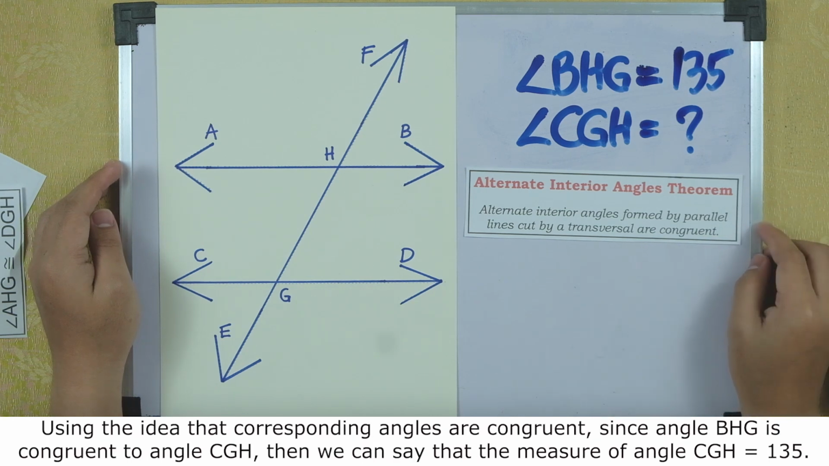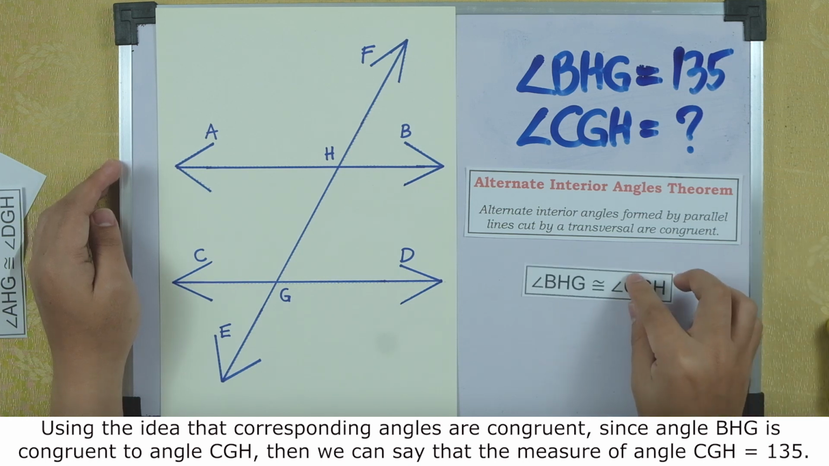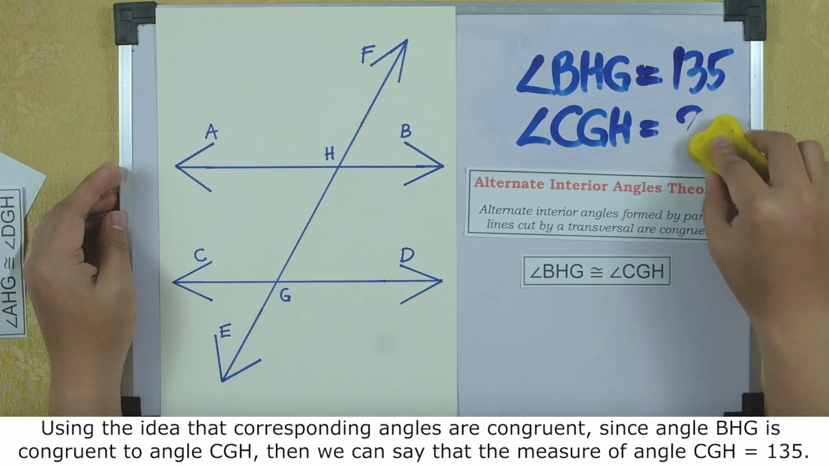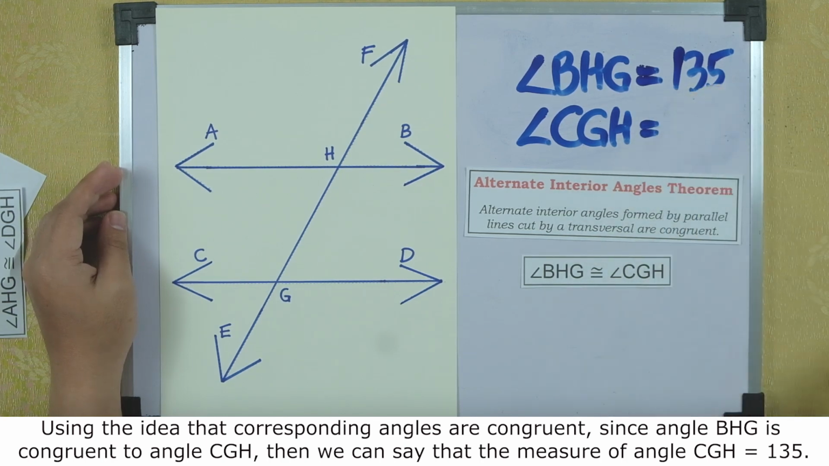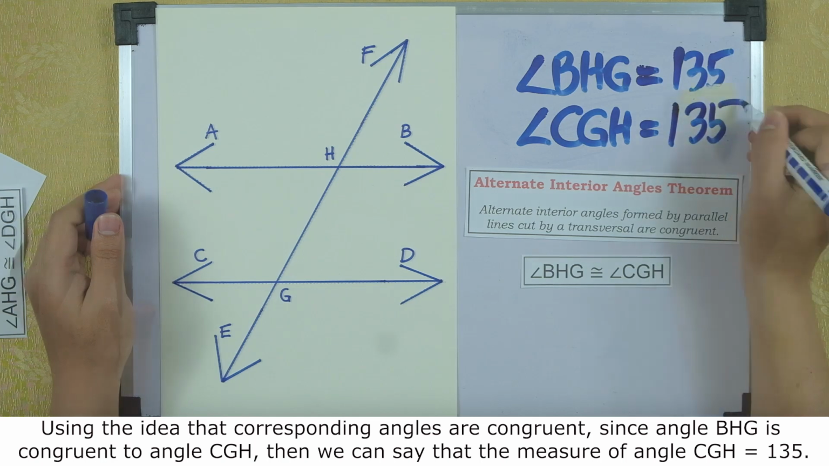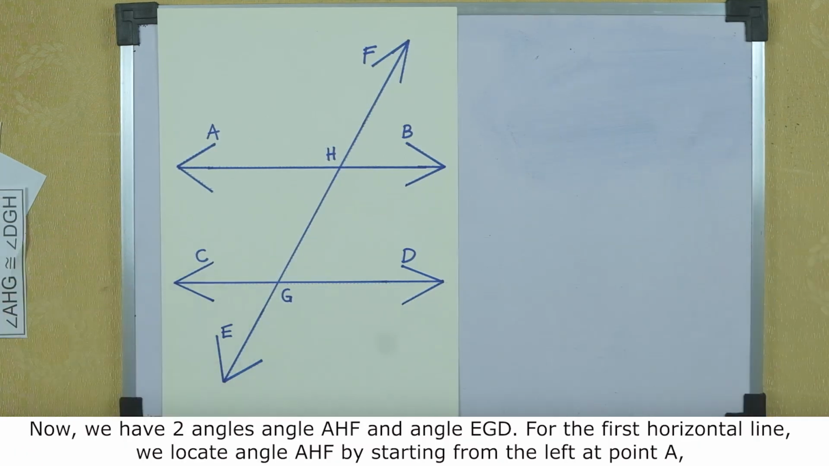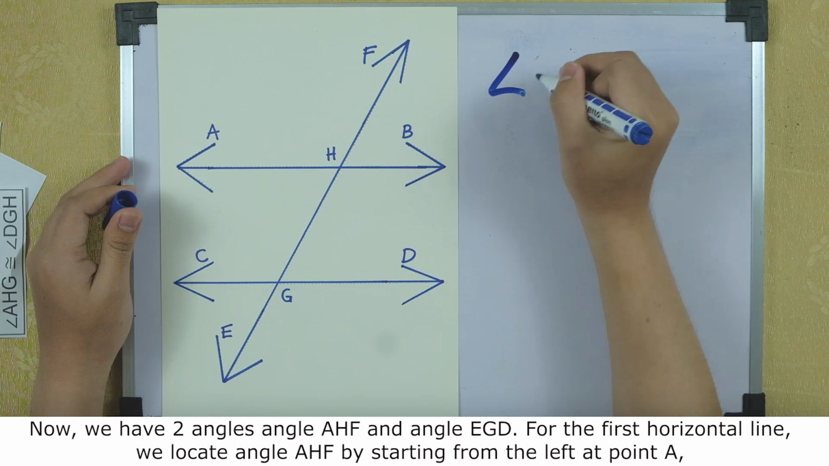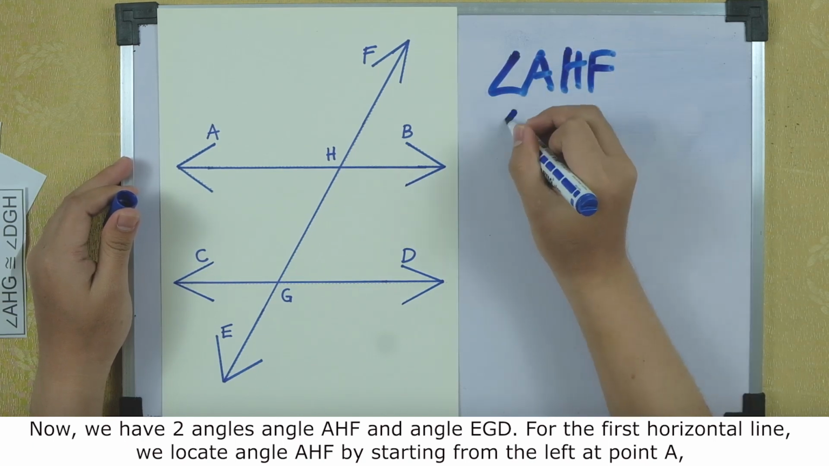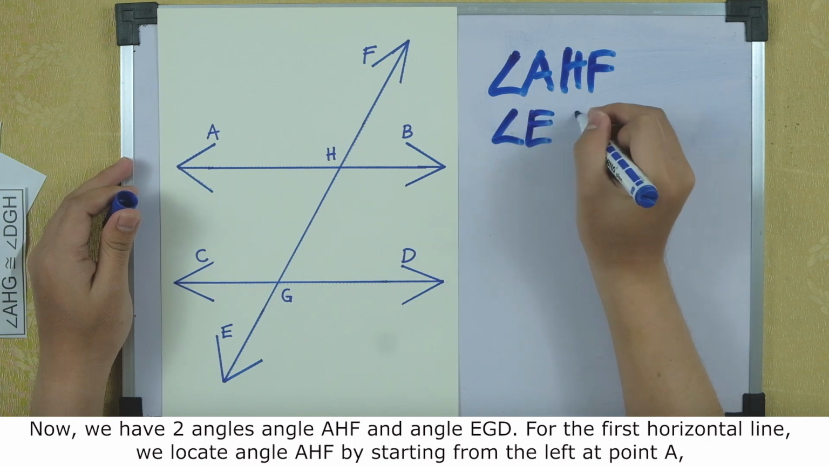Using the alternate interior angles theorem, angle BHG is congruent to angle CGH. This means that angle CGH is also equal to 135. Now we are given another pair of angles, namely angle AHF and angle EGD.